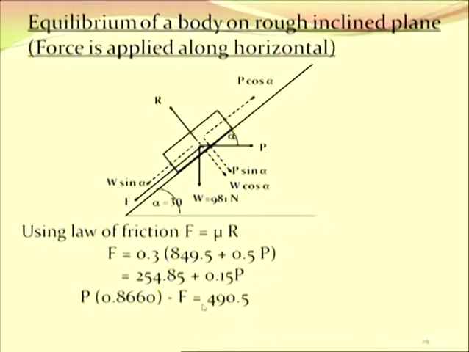Now the earlier equation, after resolution in the parallel direction, we have P 0.8660 minus F equals 490.5. Now we have obtained a value of F and we can put it here. So putting that value of F here, P into 0.8660 minus 254.85, that is from here, and when we multiply it is minus, hence here also it is minus, so minus 0.15 P, that equals 490.5.